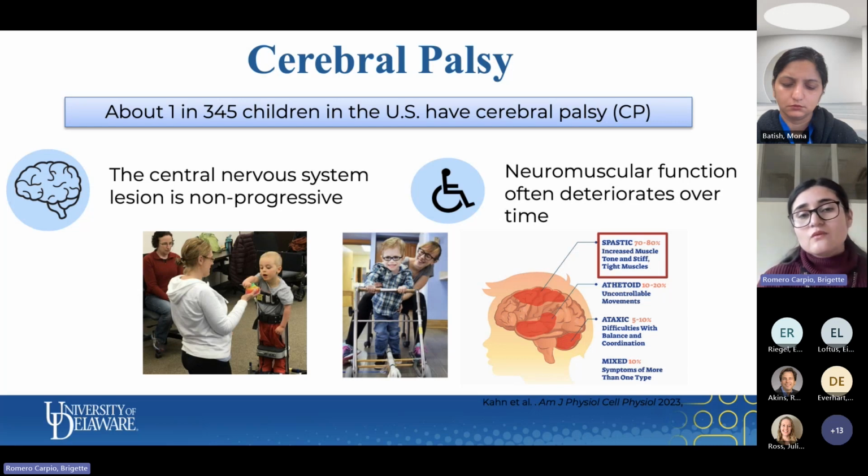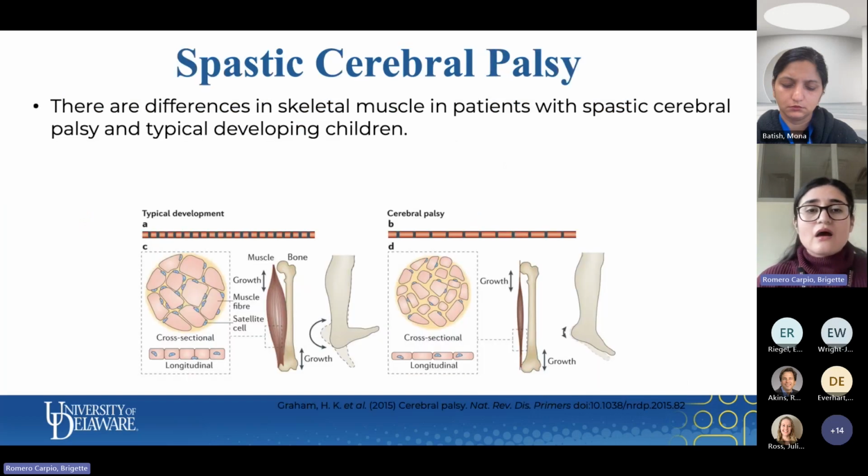The most common type, and the one that I'm currently focusing on, is spastic CP, which accounts for more than 80% of all CP diagnoses. As you can see in this figure below, there are some differences in the skeletal muscle in patients with spastic CP and typically developing children. Kids with CP have smaller muscle fibers, fewer satellite cells, and an increased extracellular matrix. It's also reported that the sarcomeres are not added in series, and as a result, kids with CP have this overstretched muscle, which makes mobility difficult as well.